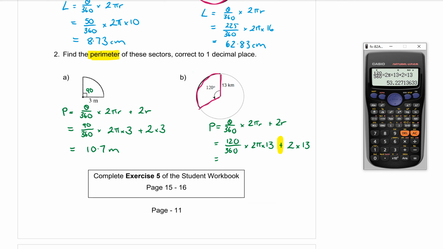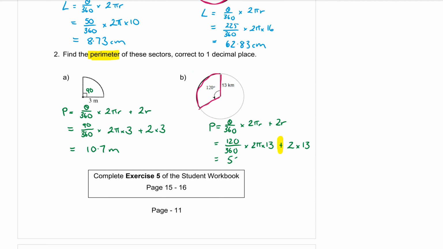So my final answer is 53 point. Now I want 1 decimal place, so 53.2. And that's in kilometers. Okay, so here is your work. We're up to exercise 5. Hopefully you've finished the first 4 already. Exercise 5, page 15 and 16 today.